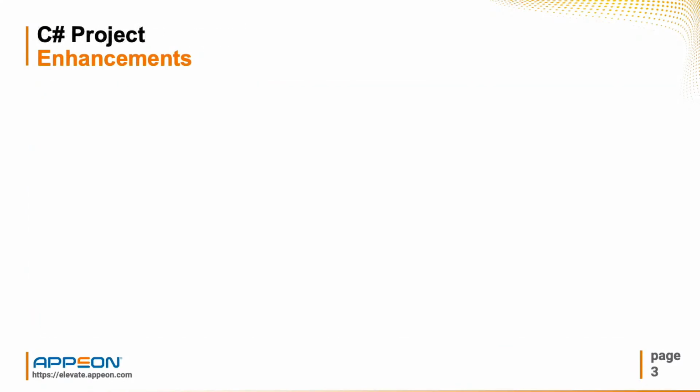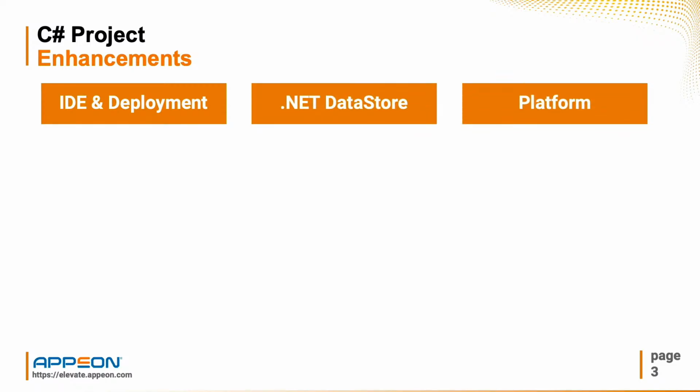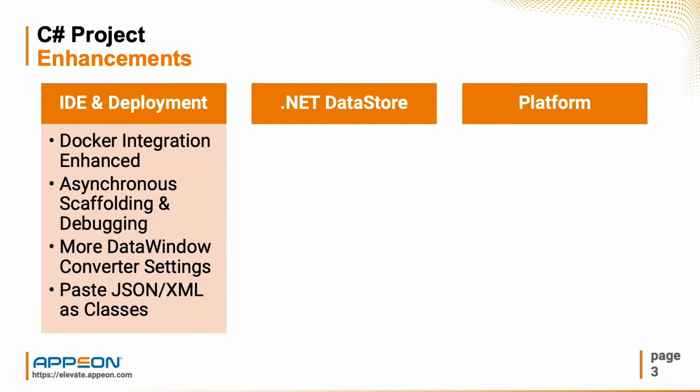We have also incorporated a lot of enhancements for C# projects. Key areas that have been enhanced are the IDE and deployment, the .NET Data Store, and also platform enhancements that benefit both the IDE and the .NET Data Store. Docker integration has been enhanced to support from within the IDE Docker containers and orchestration. Asynchronous scaffolding and debugging of your services and controllers. This enables your application to handle more users. It makes your interface more responsive to the end user, and you can take full advantage of your server resources.